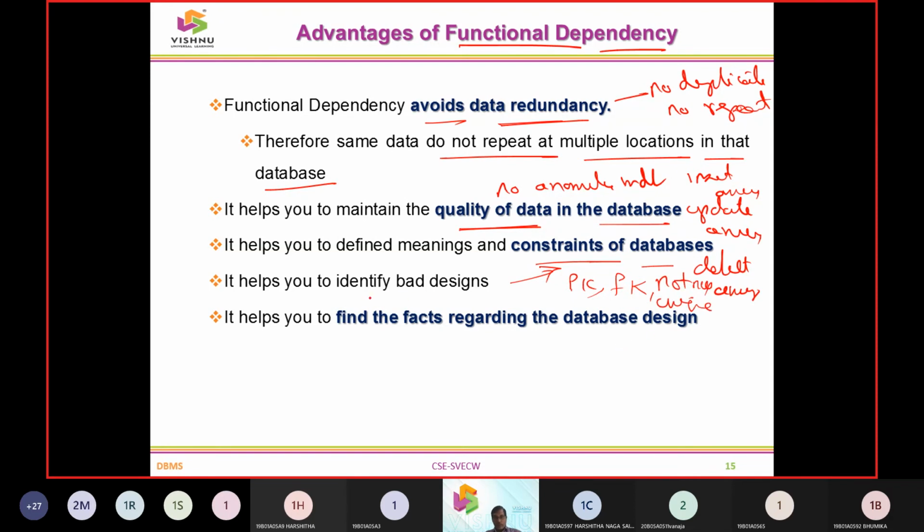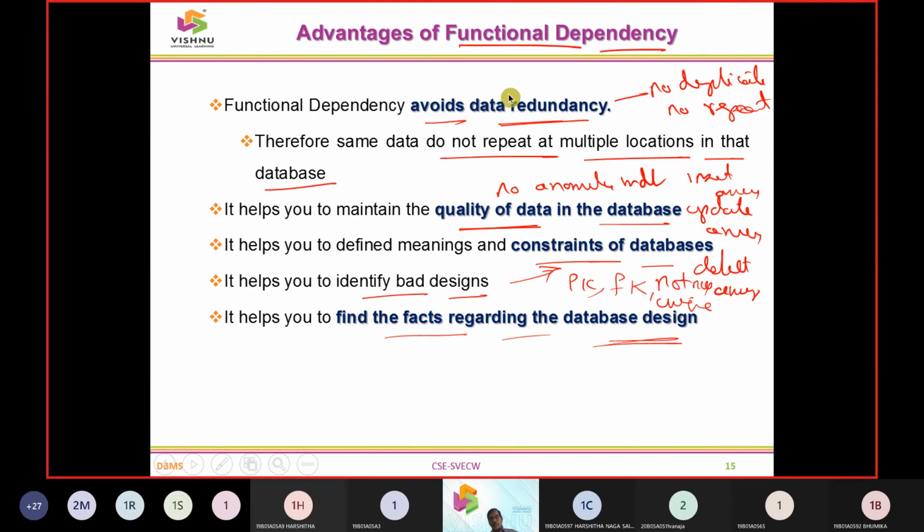Finally, it is going to identify the bad design, whether it is normalized or not, and the impact with regard to the database design. So how good a database is going to be designed, etc. All those items are going to be part of the database design.